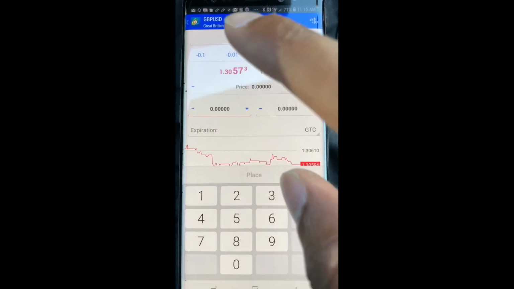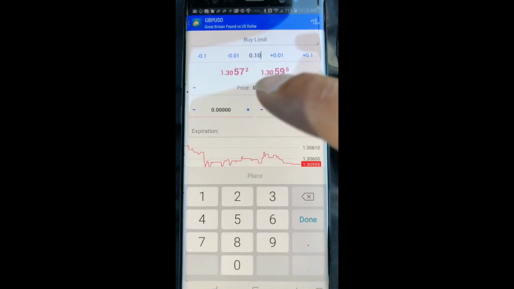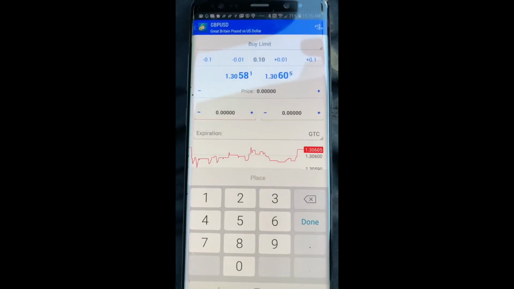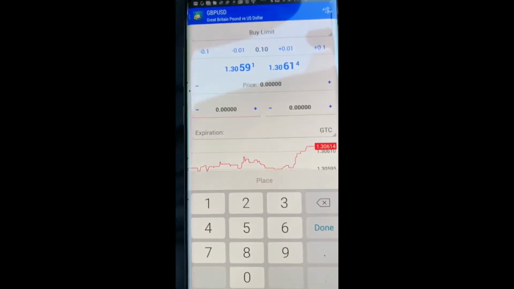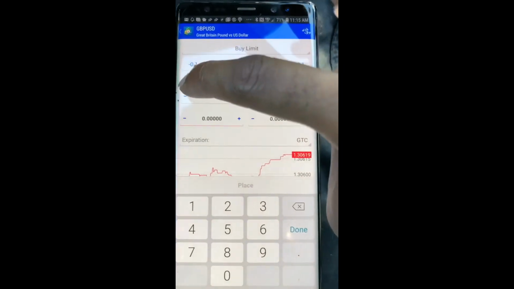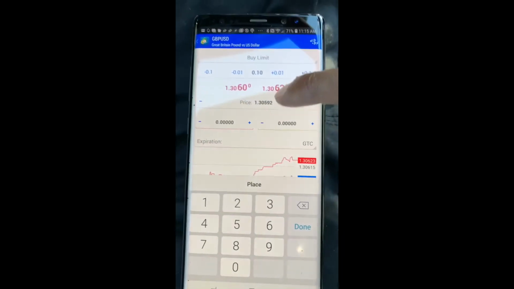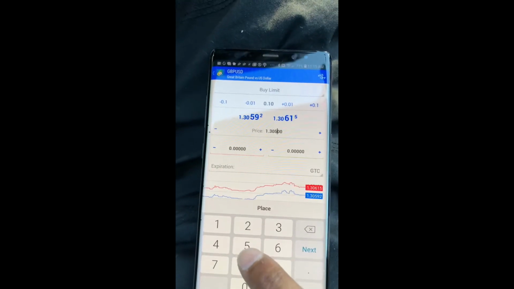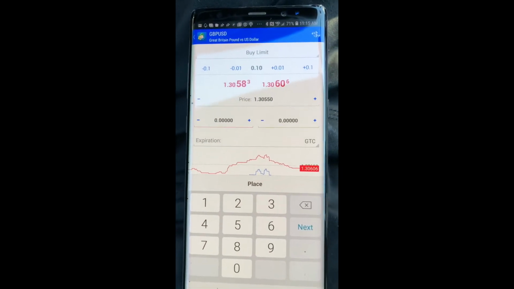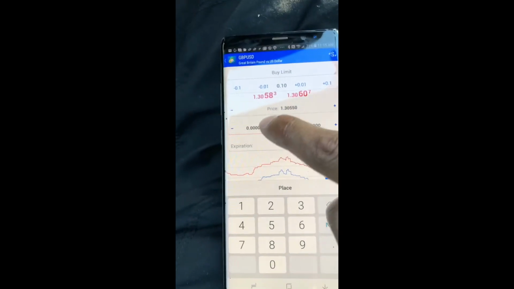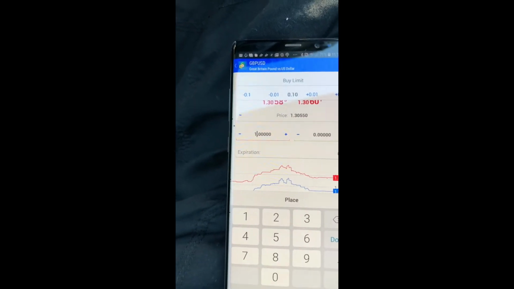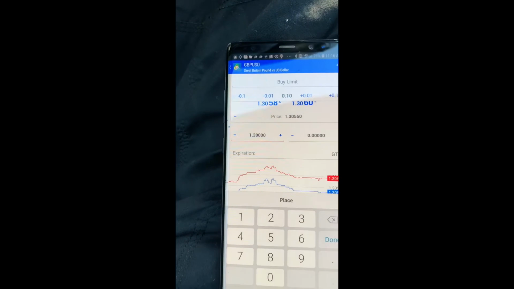So GBP USD is currently 1.30572. If I want to place a buy limit, the price has to be below 1.3059. So 1.3055, for instance. My stop loss, because this is a buy order, has to be below the entry price. So this has to be even lower than 1.3055.